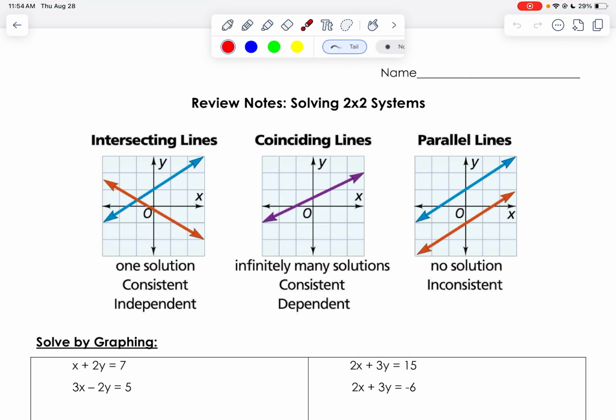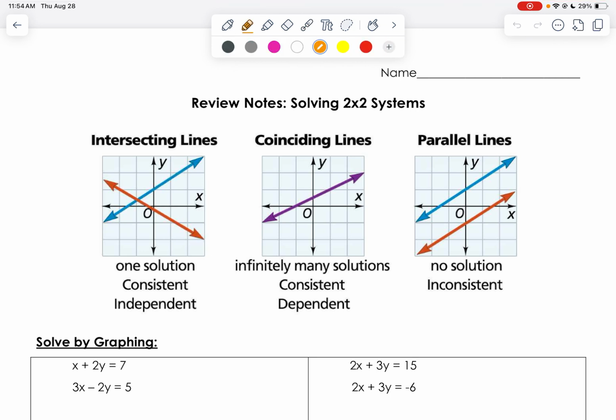Today we're going to talk about solving 2x2 systems. Hopefully this is a review from stuff that you remember from Algebra 1. We're going to go through all of the different ways to solve 2x2 systems and change up some of the terminology. So you're hopefully familiar with solving by graphing, which means that you graph and you see where your two lines intersect.